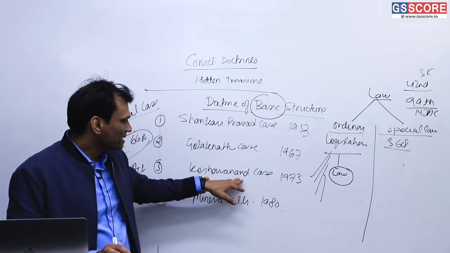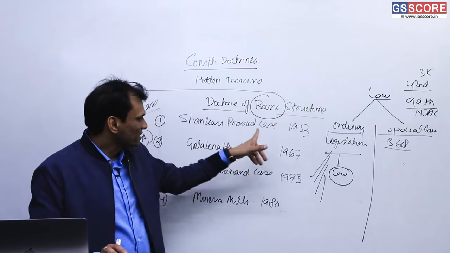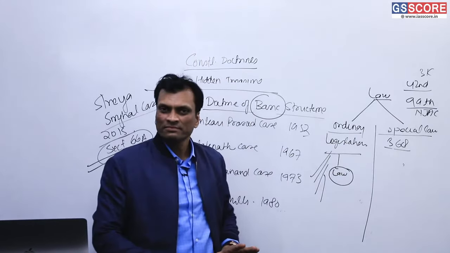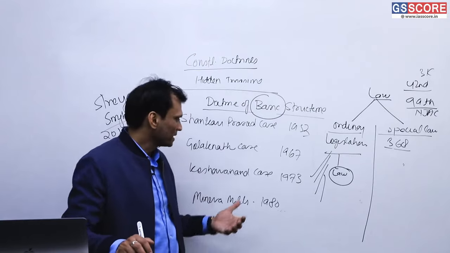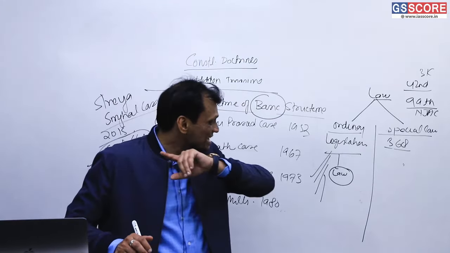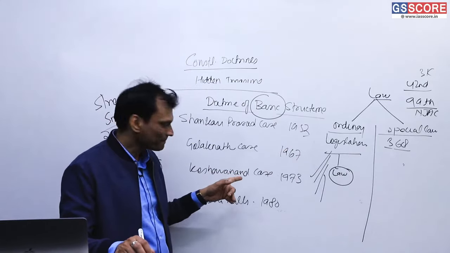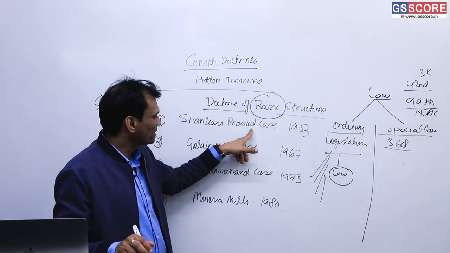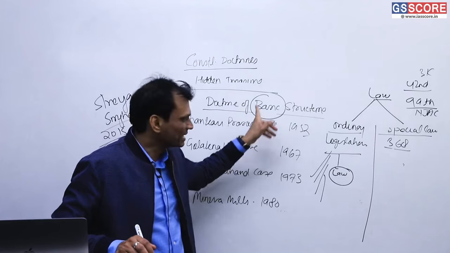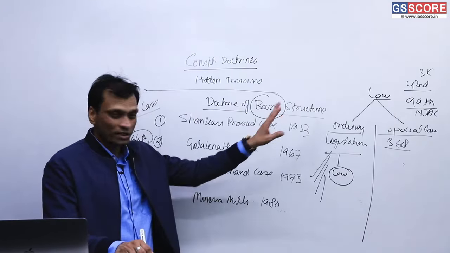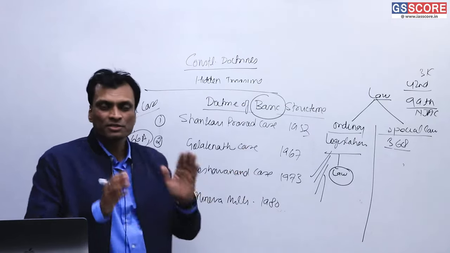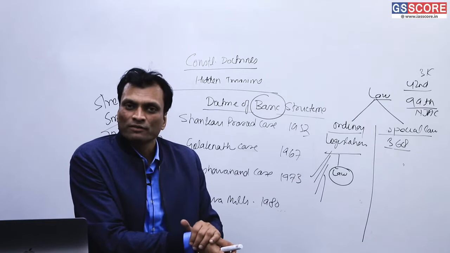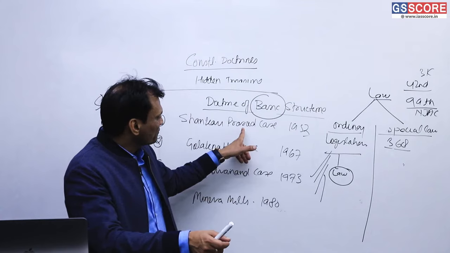And what is the balance? See very carefully, Sankari said parliament can do anything under 368, even if it adversely impacts the fundamental rights. Golaknath said parliament can never do anything against fundamental rights. Keshavananda said, you both are correct. In principle, Sankari is correct that they can do whatever they want. So, Sankari Prasad judgment, part number one: there is no limitation on the constituent power of the parliament. This is confirmation of Sankari Prasad.